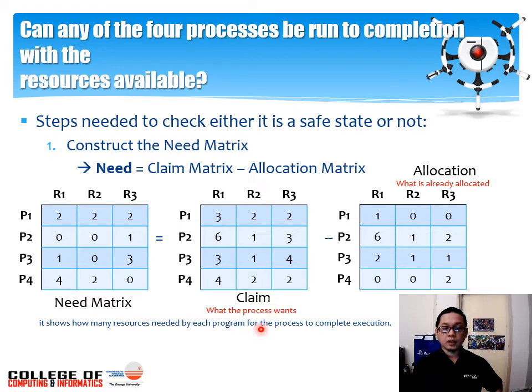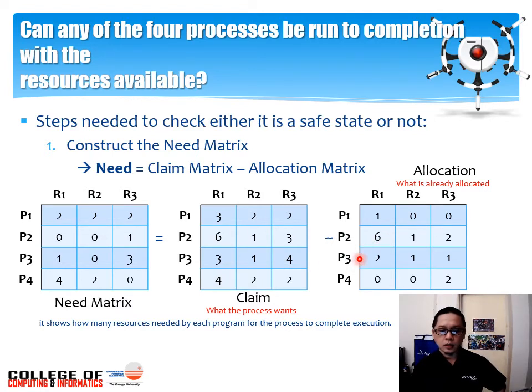Claim matrix is what the process wants. Allocation matrix is what is already allocated or given to the process. So the next step here is to see the balance of the claim that you need to fulfill in order to determine if those remaining processes are safe to proceed or not. Alright, so in order to calculate the need matrix, you need to subtract the allocation matrix from the claim matrix.